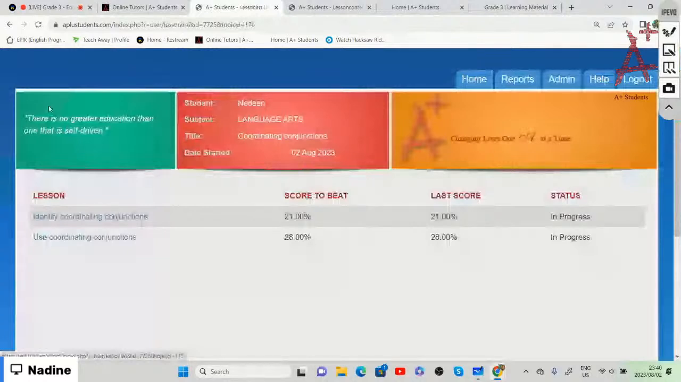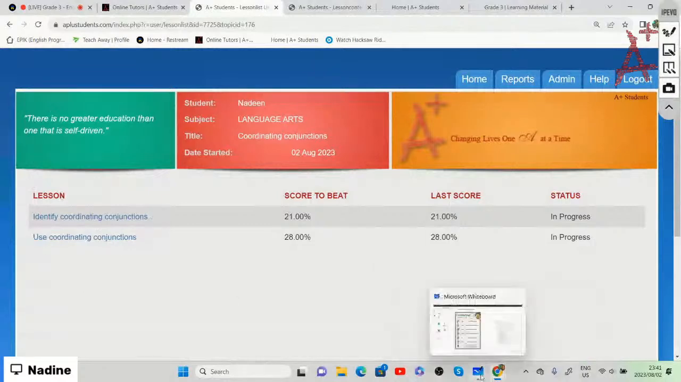All right. So that is basically coordinating conjunctions, right? And what we did in our lessons today was to identify coordinating conjunctions as well as to use coordinating conjunctions. And we see that the most common coordinating conjunctions are and, but, or, and so, right? Those are the four most common coordinating conjunctions, used to connect sentences or words or phrases.